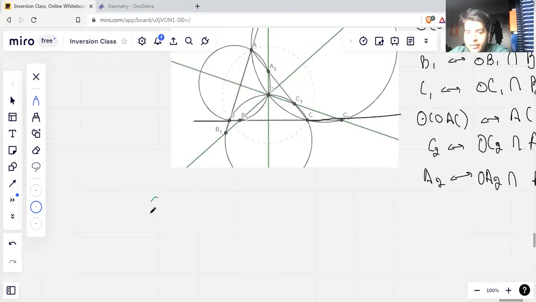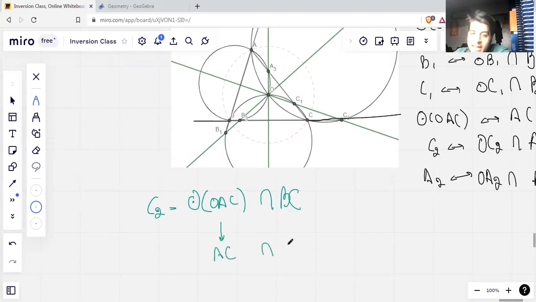How is C2 defined? C2 is OAC cap BC, right? What did I say? Intersections are preserved under inversion. OAC goes to AC, BC goes to OBC. What is this thing actually? This is just C1, right? Which means C2 goes to C1 under inversion.